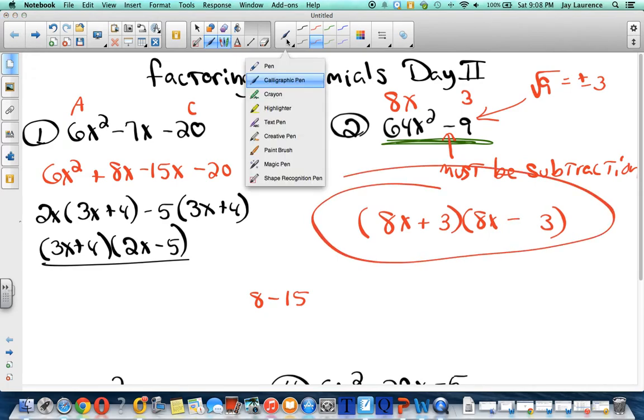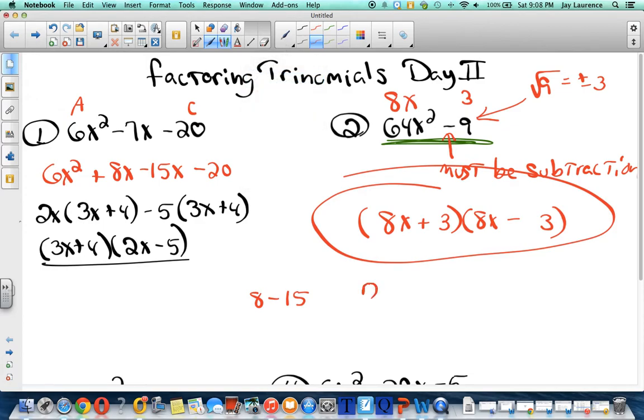In fact, I'll make up another problem here real quick. How about if I had 36x squared minus 121? Okay. They're both perfect squares, right? Square root of this is 11. Square root of that would be 6x. There's a negative. This will factor as 6x plus 11 and 6x minus 11.